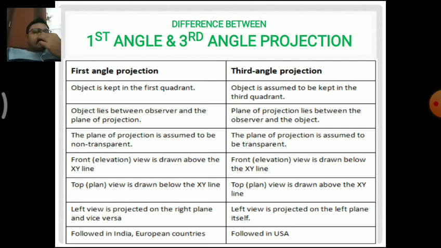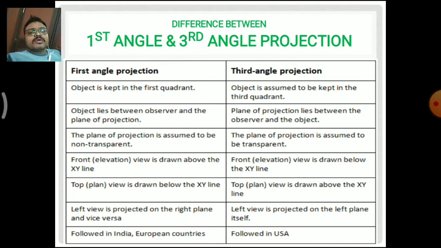The next slide is the basic difference between the first angle projection and third angle projection. In the first angle projection, the object is kept in the first quadrant only, but in the third angle projection, the object is assumed to be kept in the third quadrant only. So two types of quadrants are used in these two types of projections.